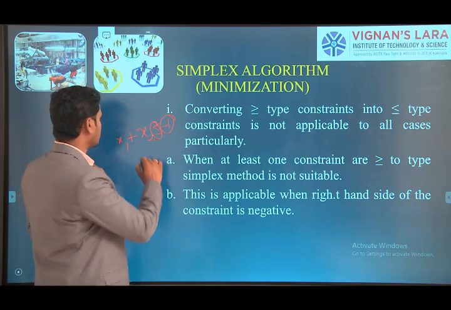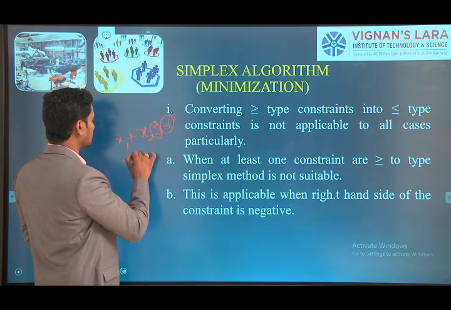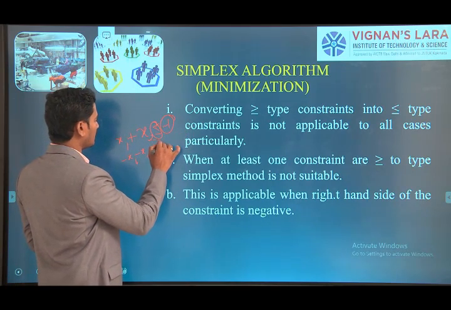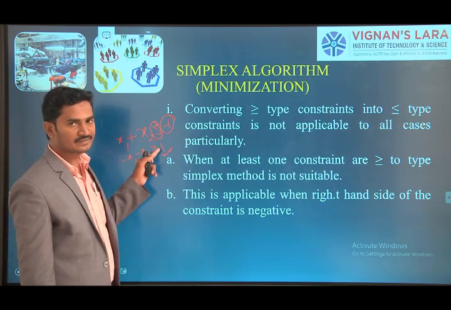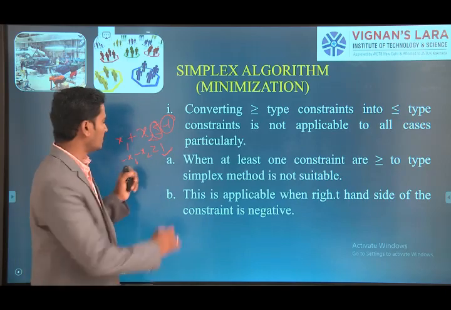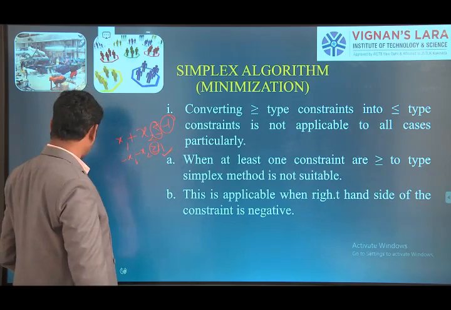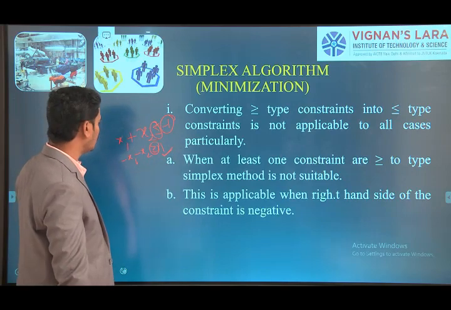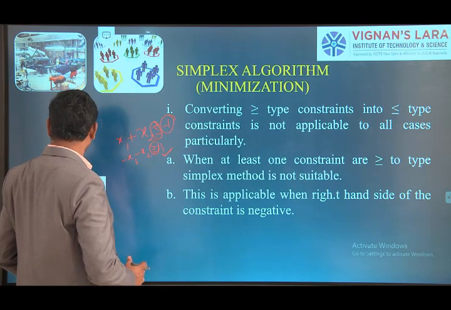Why is it not possible? After multiplying by minus 1, we get minus x1 minus x2 greater than or equal to 1. So the right hand side is satisfied, but the constraint is not satisfied, as it is a requirement type. So simplex is not suitable in a maximization type. For these cases we are going to solve this problem, and how we solve it we are going to learn in this lecture.